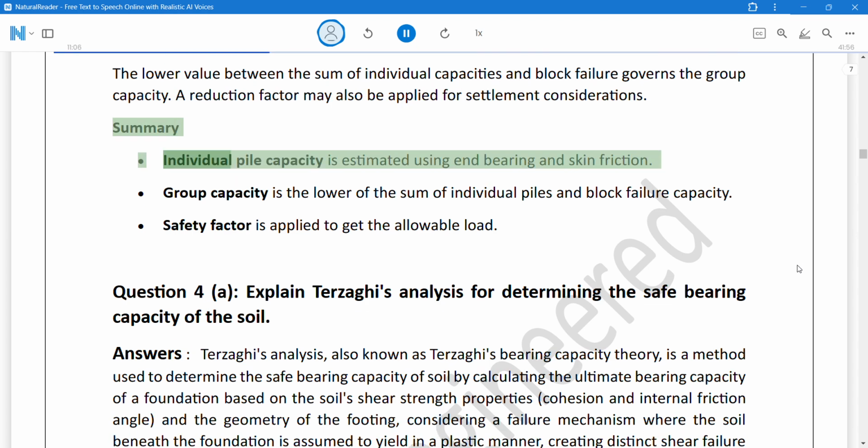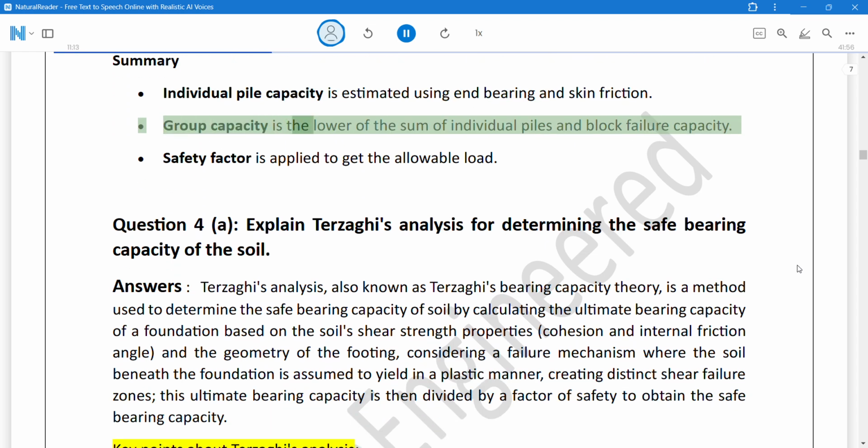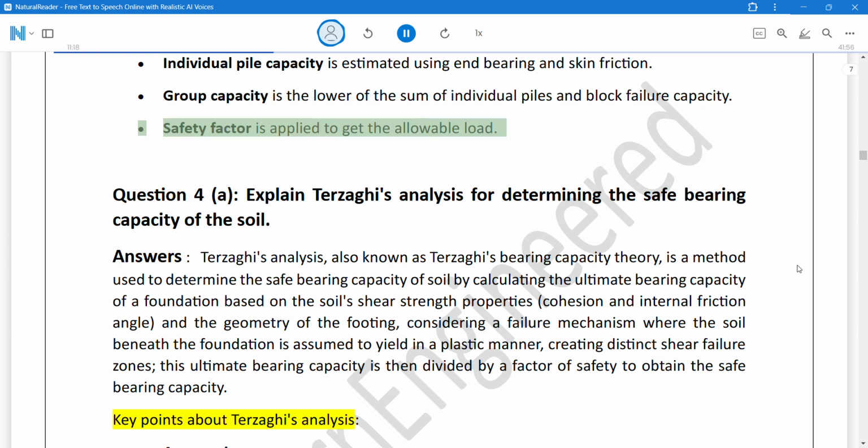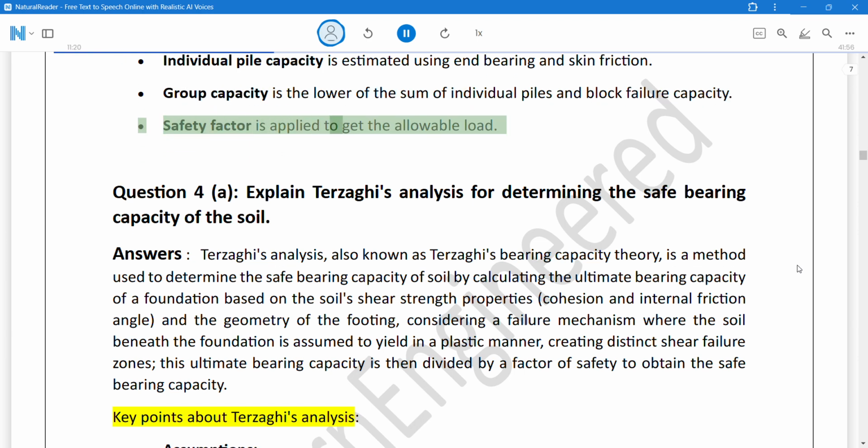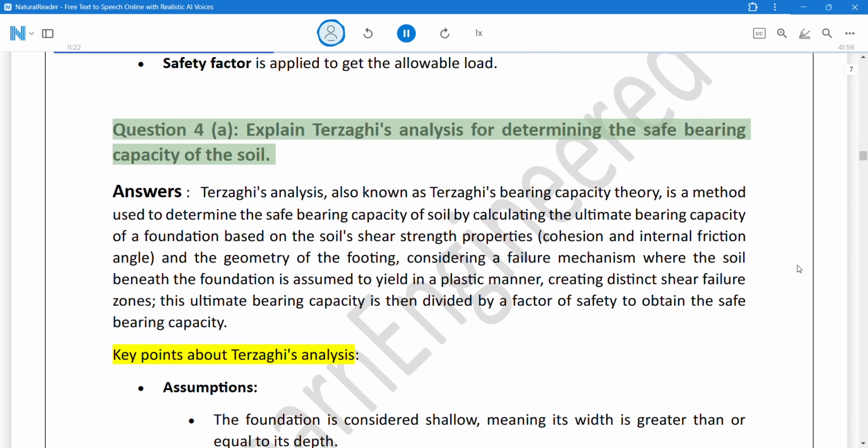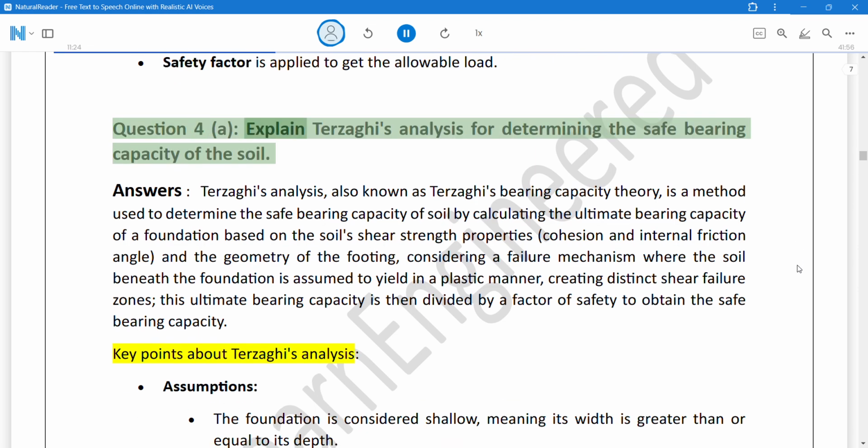Summary: individual pile capacity is estimated using end bearing and skin friction. Group capacity is the lower of the sum of individual piles and block failure capacity. Safety factor is applied to get the allowable load. Question 4. Explain Terzaghi's analysis for determining the safe bearing capacity of the soil.